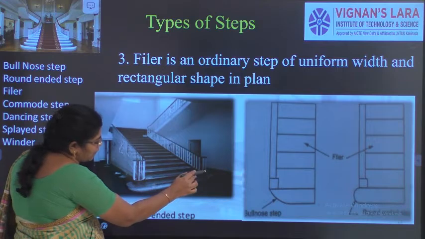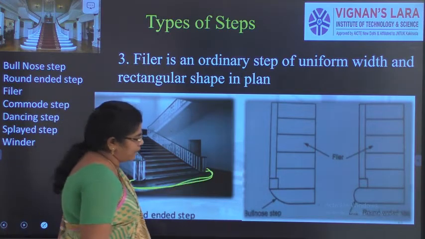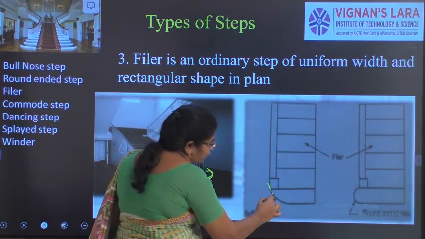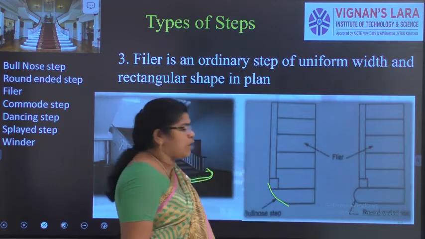If the bottom of the staircase is like this, we call it a round-ended step. If the rounded end is not there and it is going to be like this, we call it a bull nose step. This is a round-ended step, this is a bull nose step.